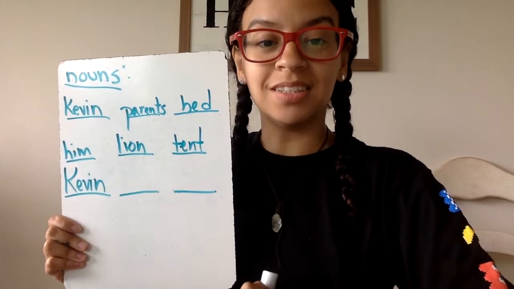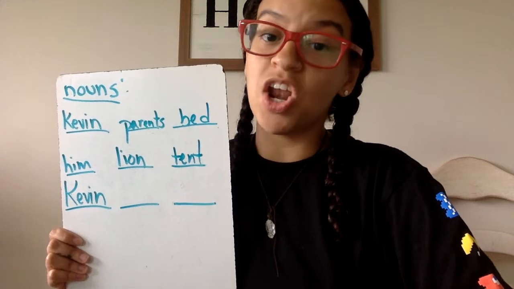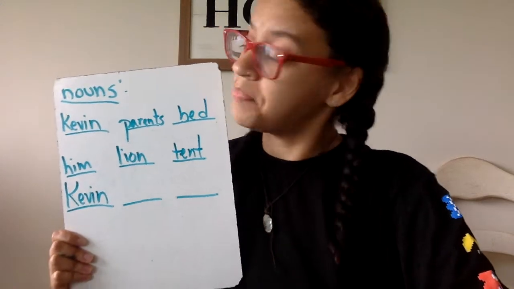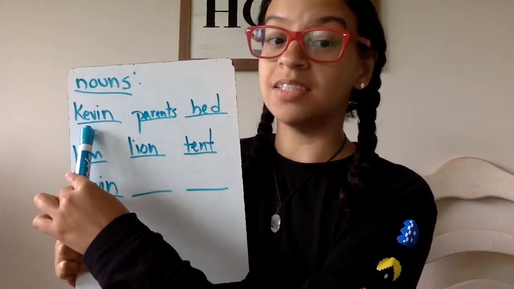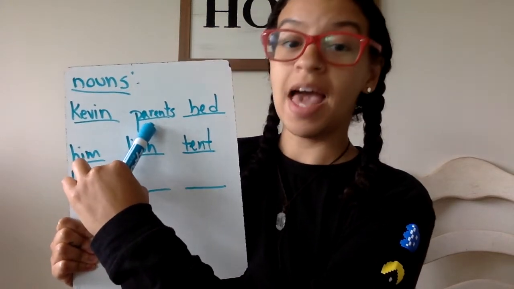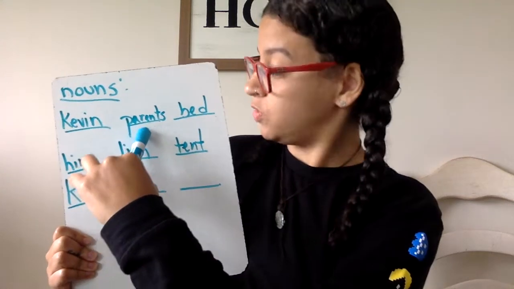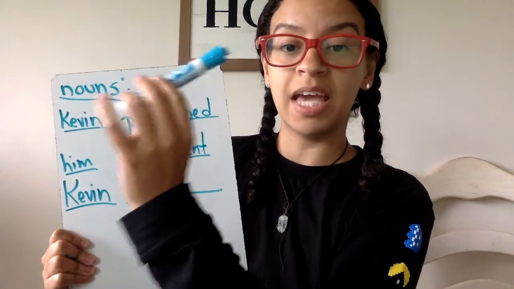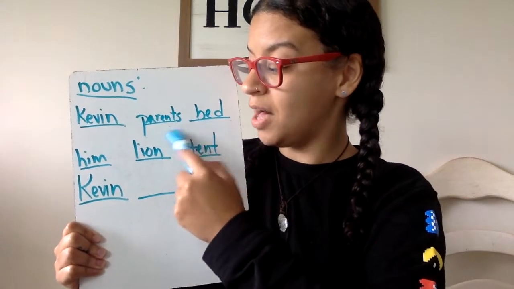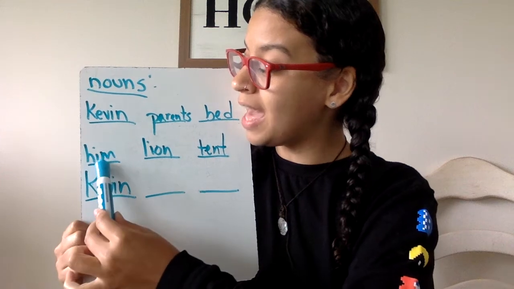So, first sentence is, Kevin looked at his parents, who slept soundly in another bed across from him. Kevin is a noun because he is a person. Parents is a noun because they are people. Who slept soundly in another bed. A bed is a thing, therefore it is a noun. Across from him.